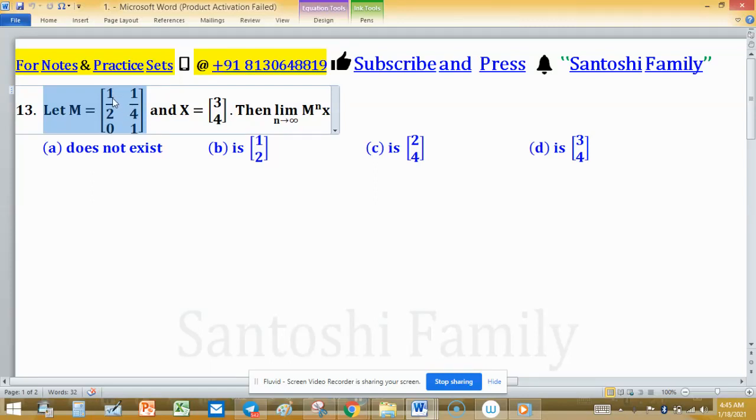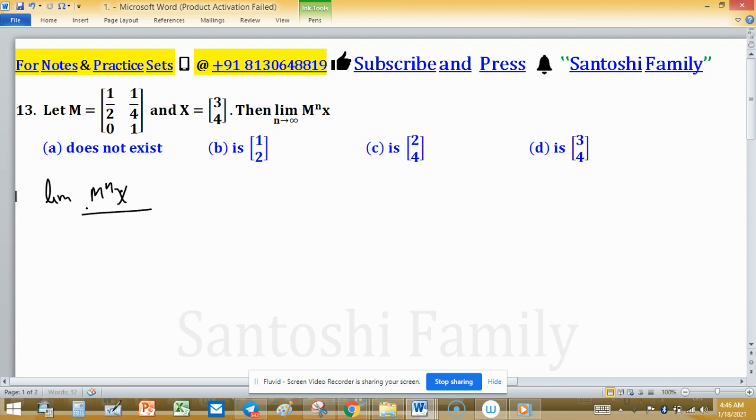Matrix M is given to us: 1/2, 1/4, 0, 1, and X is the column vector 3, 4. Then find the limit as n tends to infinity of M raised to the power n times X. We have to find the limit of M^n X. What is its meaning? Because the limit of a matrix we have not defined till now.